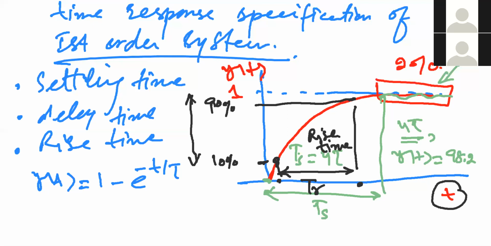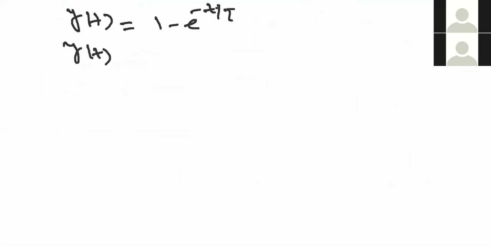These axes can easily be found by using the expression, because we have the general expression y(t) is equal to 1 minus e raised to power minus t over tau. Let's say that y(t) is equal to 10%, which is equal to 0.1. So this will be equal to 1 minus e raised to power minus t over tau. Now we can easily find the value of the horizontal axis in terms of tau. If you solve this one, you will get that t is equal to 0.11 tau.